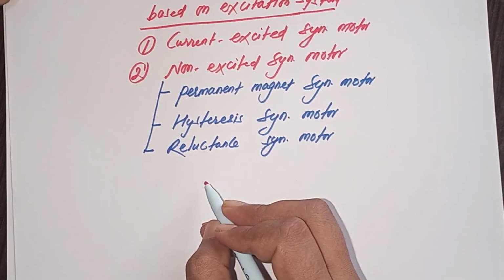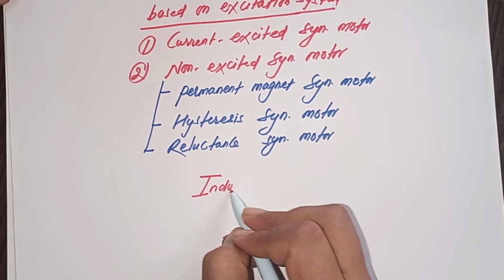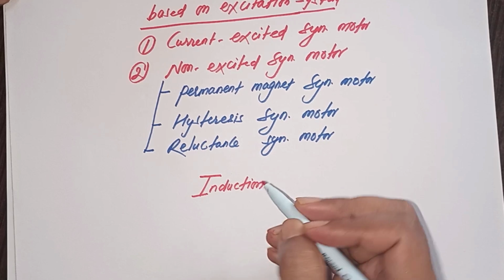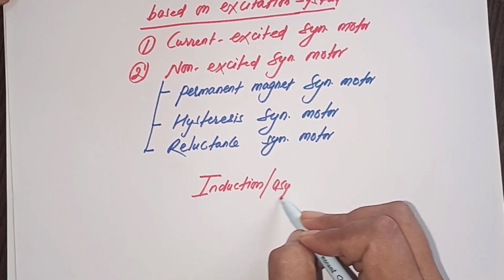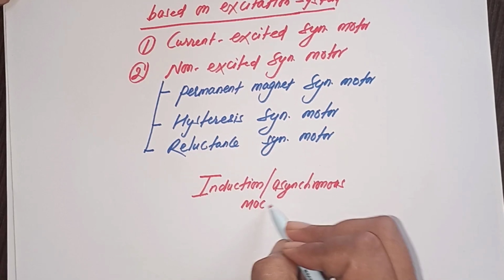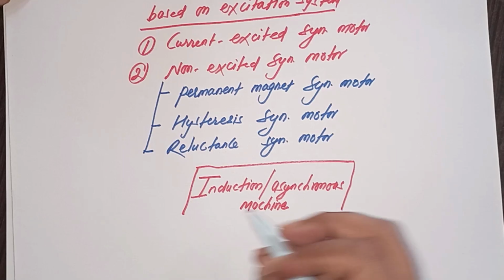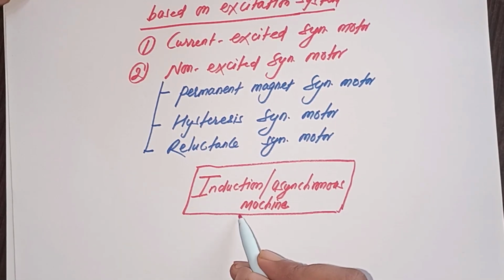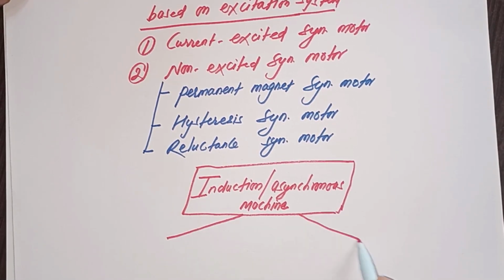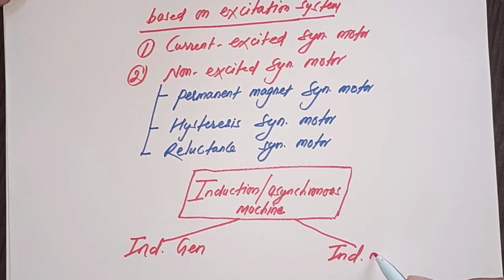Now, considering classification of induction, or we can say asynchronous machine. Induction machine can be classified into two categories. First is induction generator and second is induction motor.